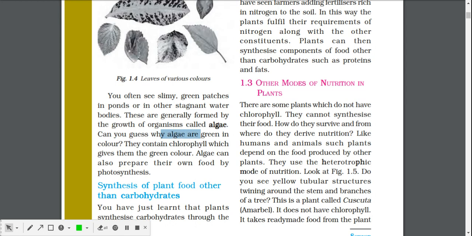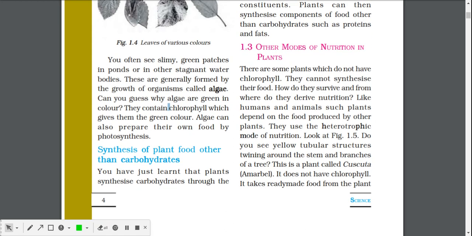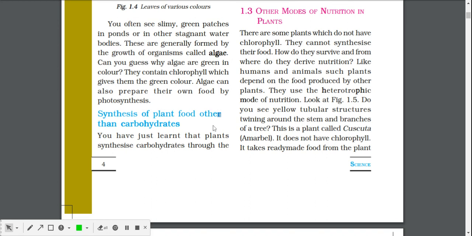Can you discuss why algae are green in color? They are of different colors basically, not only green. The algae can be blue green also. The algae can have other colors also, black also. They contain chlorophyll which gives them green color, but that specific algae has a large amount of chlorophyll present in this, so that's why they are green in color. Algae can also prepare their own food by photosynthesis.